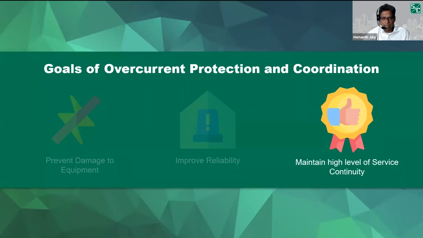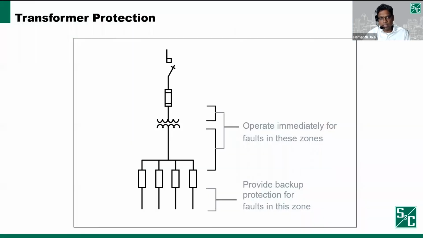The last goal that we set out at the beginning of the webinar was to make sure that we maintain a high level of service continuity. To see how this ties into our overcurrent protection coordination, I wanted to use an example of transformer protection and see how all the application factors that we looked at come into play, and how we can select a fuse to protect a particular transformer to make sure that you have a high level of service continuity for your customers.